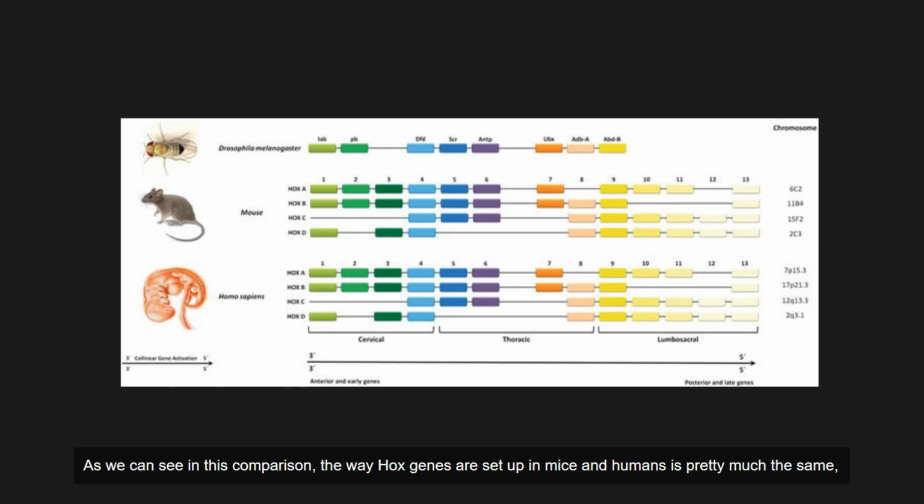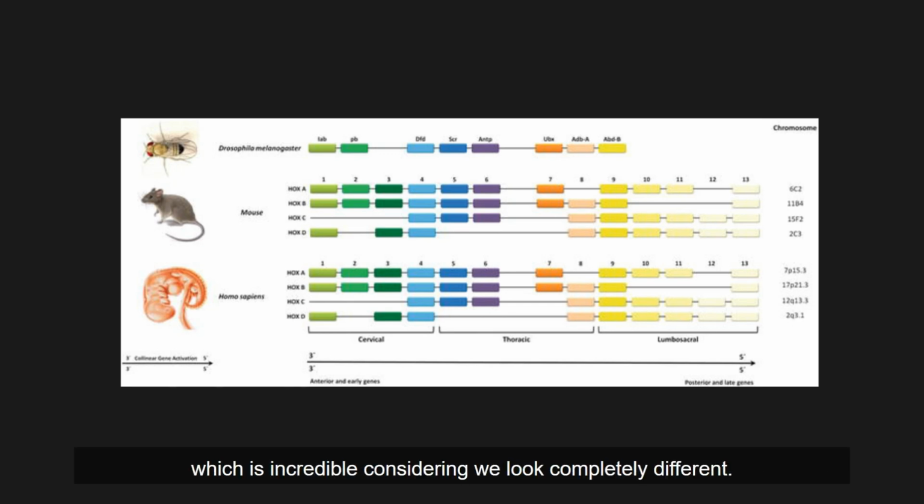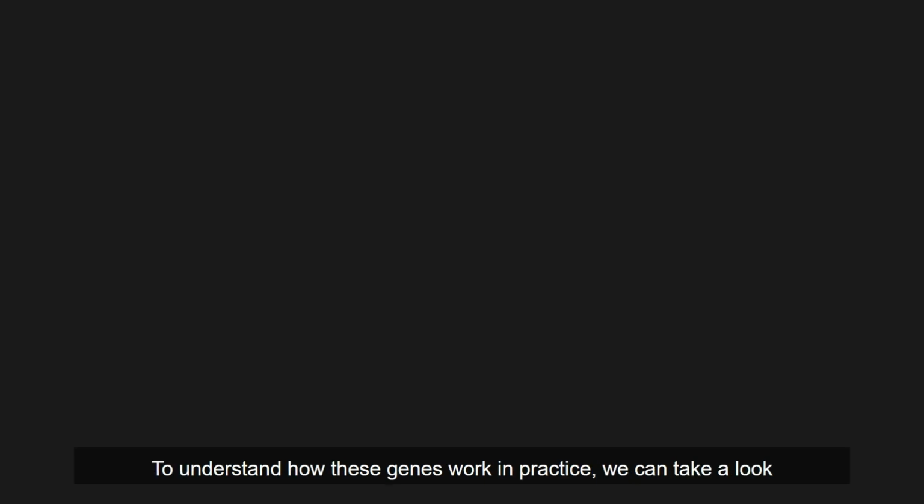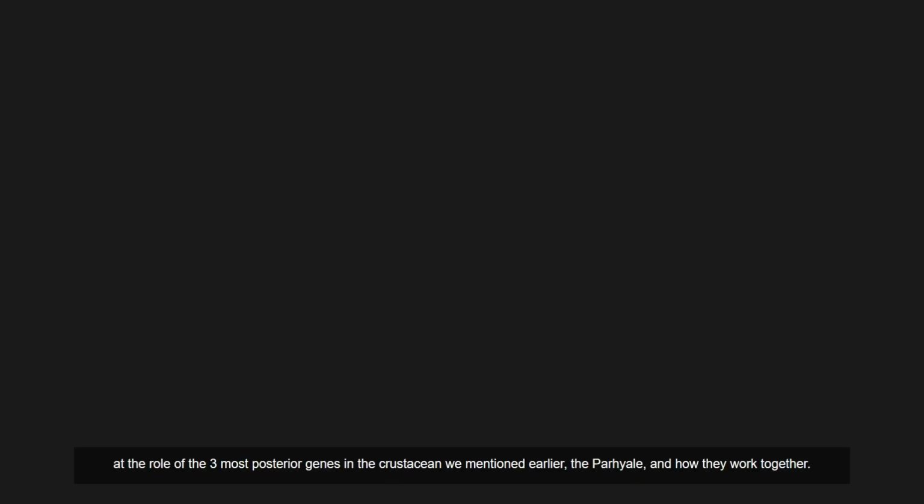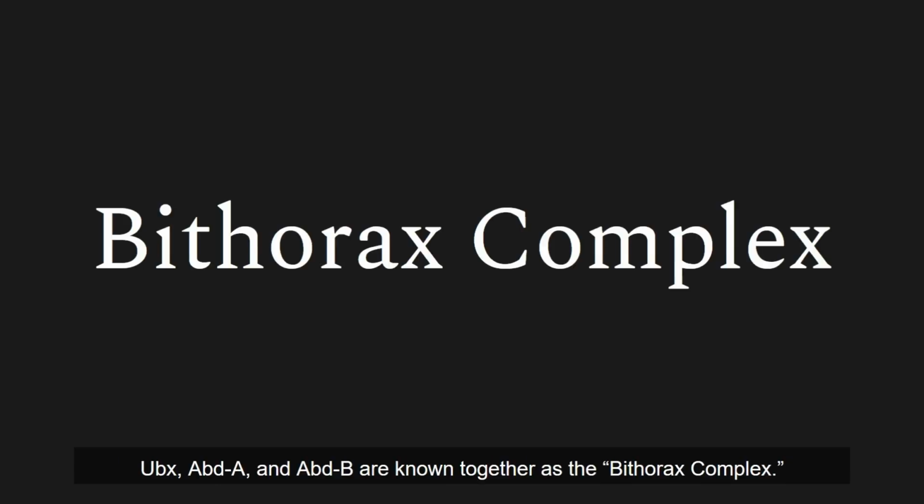As we can see in this comparison, the way Hox genes are set up in mice and humans is pretty much the same, which is incredible considering we look completely different. To understand how these genes work in practice, we can take a look at the role of the 3 most posterior genes in the crustacean we mentioned earlier, the Parhyale, and how they work together.